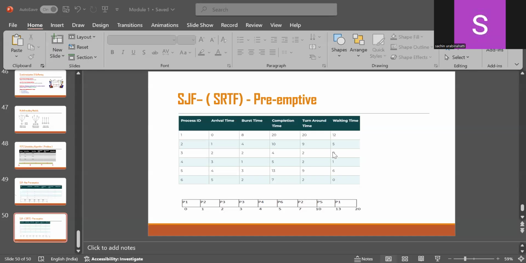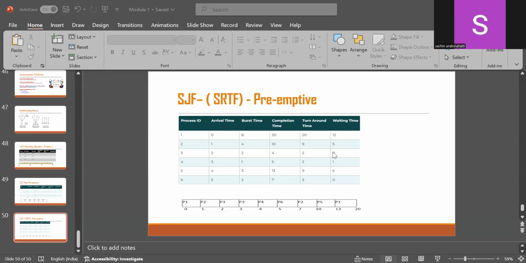Hello friends. So now we will be seeing the next scheduling algorithm, that is shortest remaining time first. This is a preemptive scheduling algorithm, as we have seen in the previous video, shortest job first, which was non-preemptive. Now we will be seeing the new algorithm, the shortest remaining time first scheduling algorithm.